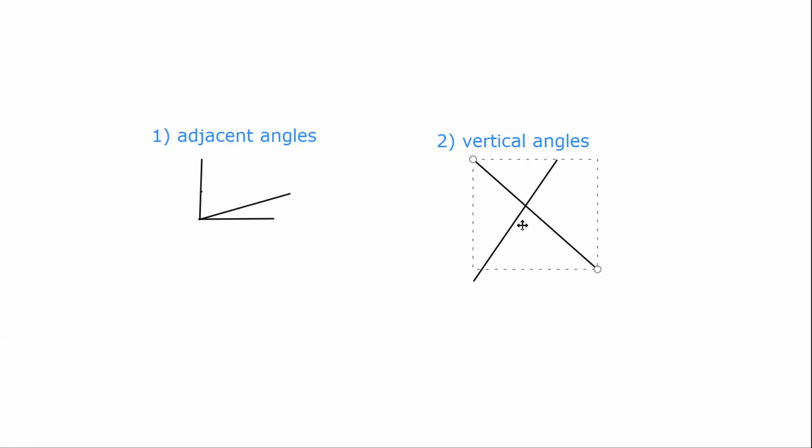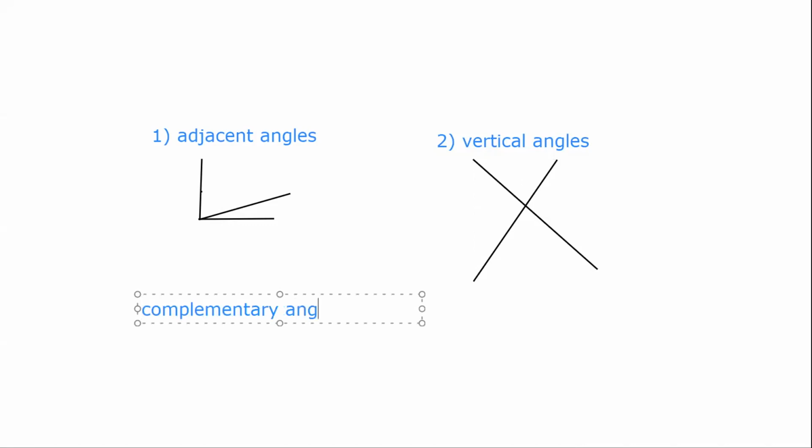If this is increasing, this is increasing. If it's decreasing, it's decreasing. They are always equal. If this is 20, this is 20; 30, 30, and so on. Okay, for number 3, complementary angles.